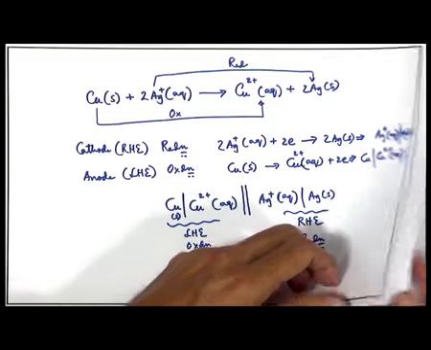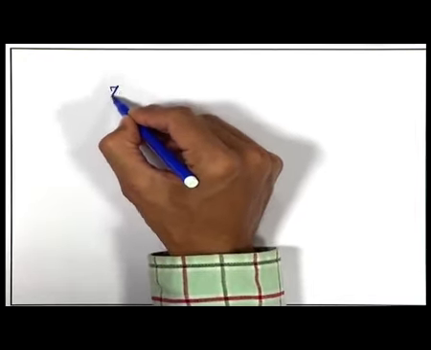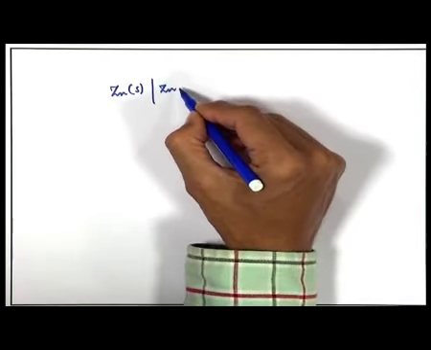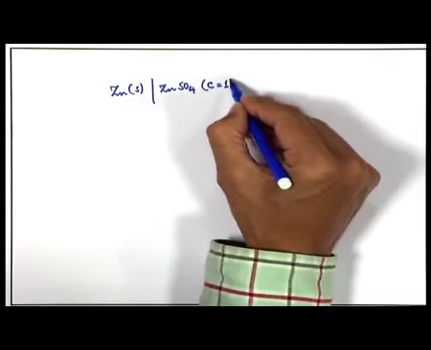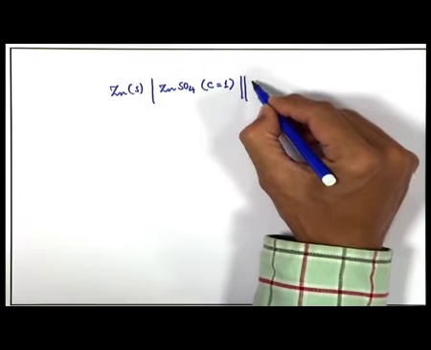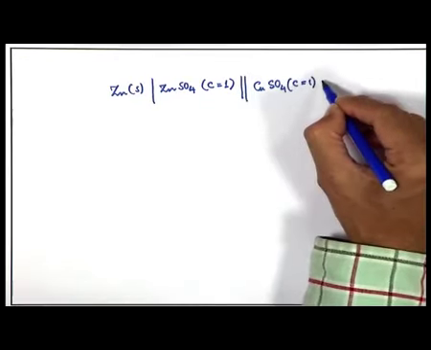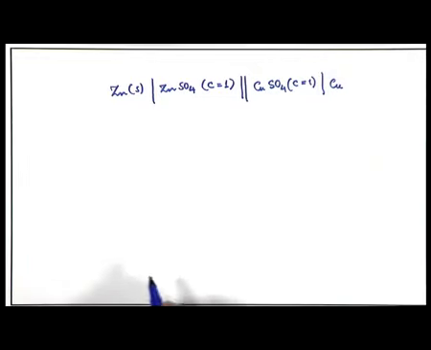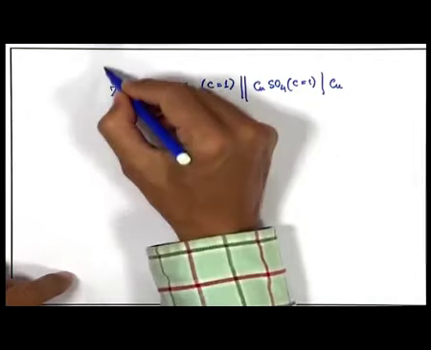Now, let us come to the Daniell cell, with which we started our discussion. In that case the representation for the Daniell cell will be zinc solid, zinc sulphate, concentration may be unity or something else, then CuSO4, concentration may be 1. For simplicity, I am taking concentration to be unity. So, this is the representation for the Daniell cell.